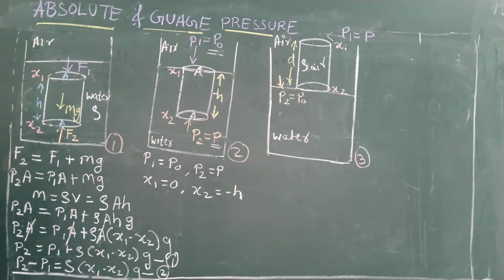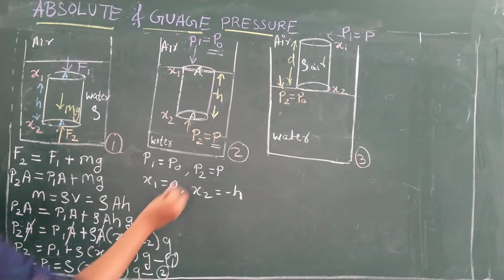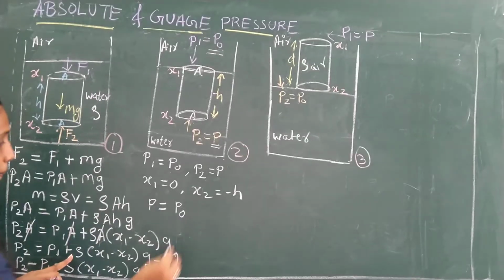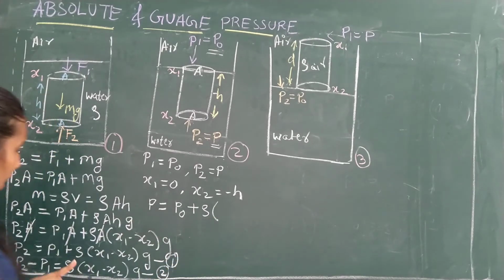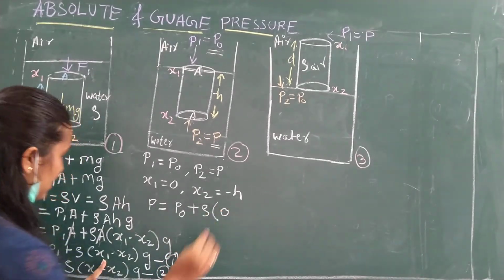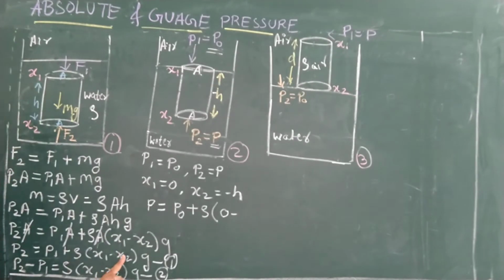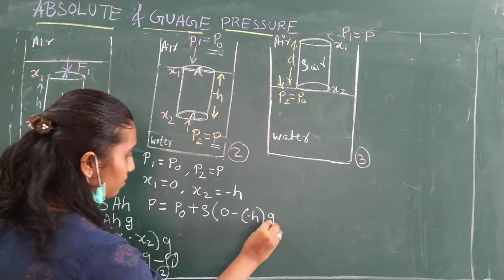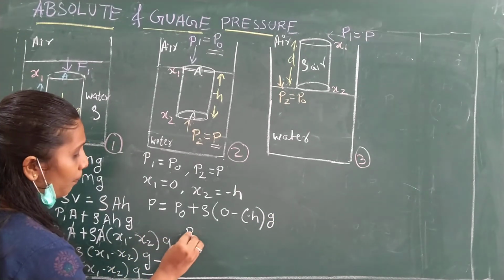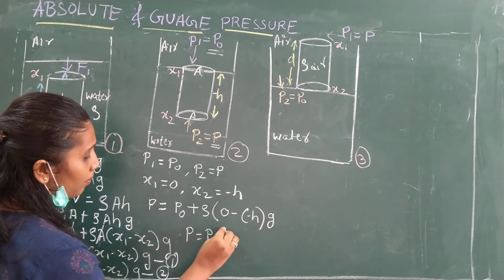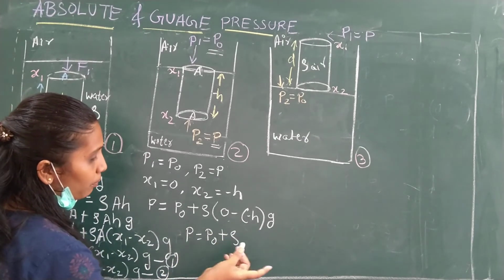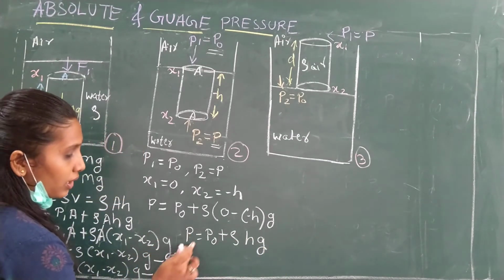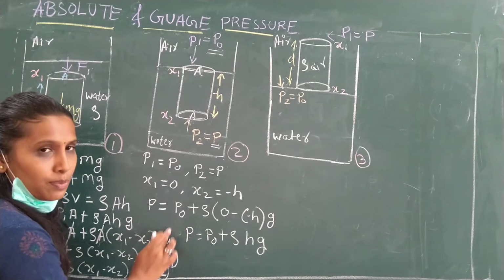So now the equation becomes, according to my equation number 1, P2 will be P, P1 will be P0 plus rho, x1 is 0, so the subtraction sign as it is, x2 is minus h, and after that g. So this equation will look like P is equal to P0 plus rho, negative will become positive, h g, and this is my equation. So this is my total pressure, absolute pressure.